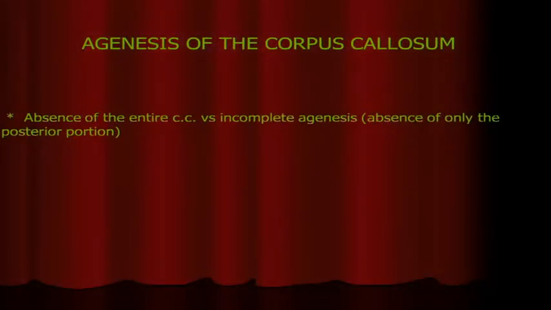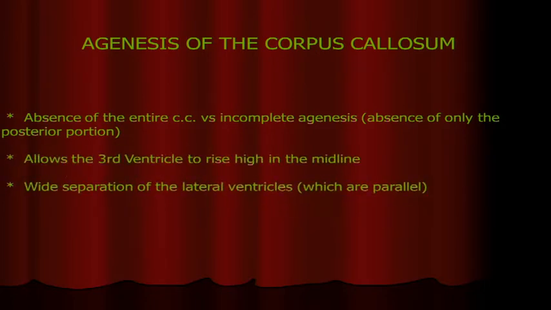You can have absence of the entire portion, or you can have partial agenesis. And it allows, like I said, the third ventricle to rise, and it moves the frontal horns out laterally. So you're going to get wide separation of the lateral ventricles. Another sign they might show you is on a coronal, the longhorn sign, when it looks like the frontal horns are doing this, because that's another sign of it.